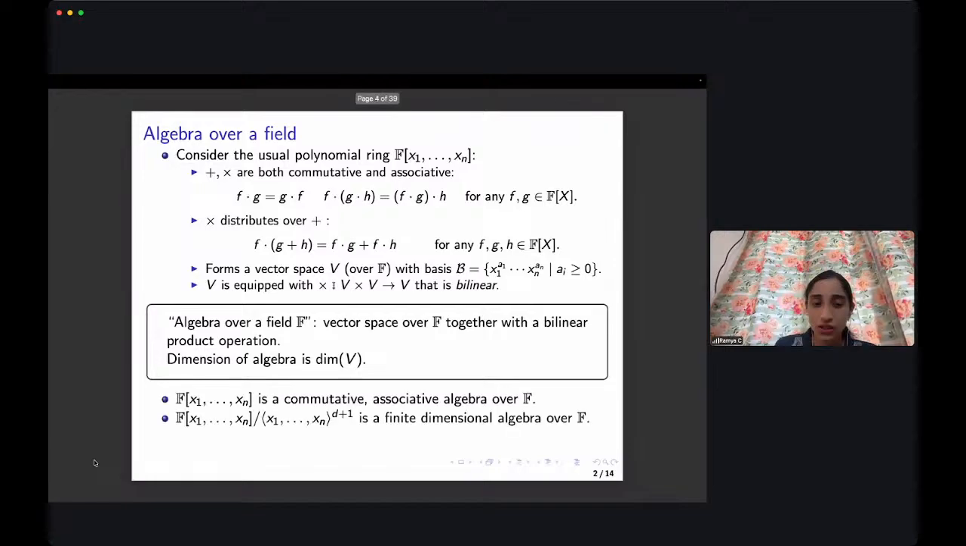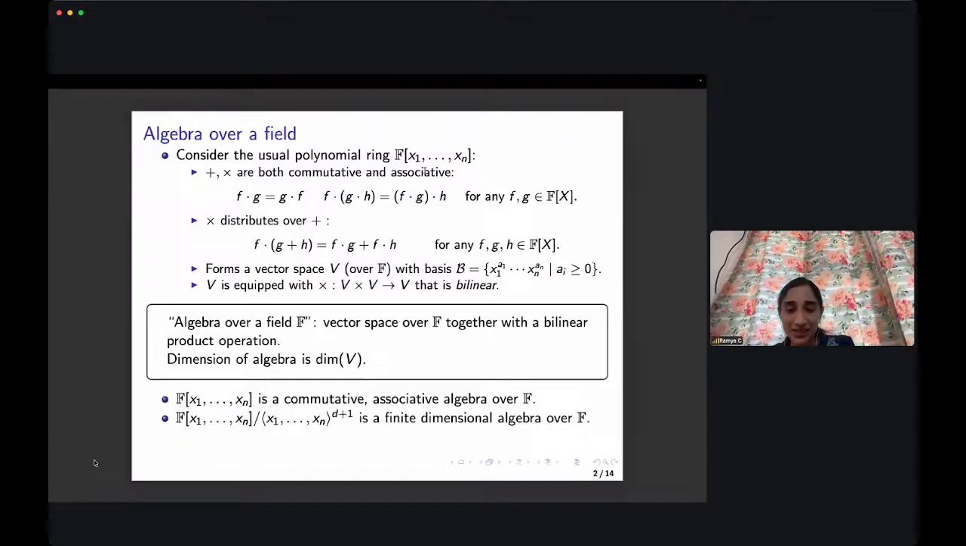So if you think about the usual polynomial ring, you can think of this as an algebra over the field, which is infinite dimensional, and the product is both commutative and associative. And if you think of this quotient ring, then this is a finite dimensional algebra where the product again is commutative and associative, and the basis is the set of all monomials of degree at most d.